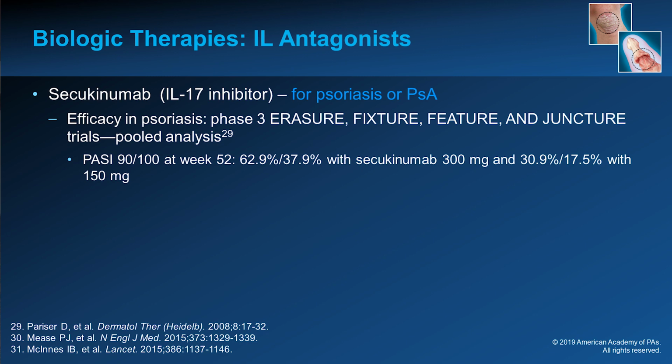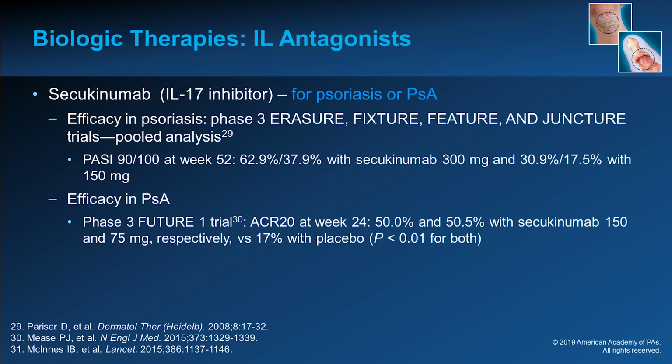So in this trial, 62.9% of participants met that PASI 90, or, as we said before, a 90% improvement at week 52, and 37.9% saw a 100% improvement with secukinumab at the 300 milligram dosage. They also looked at 150 milligrams with that medication, in which 30.9% saw a 90% improvement, and 17.5% saw a 100% improvement. With regard to efficacy for psoriatic arthritis, we looked at the phase 3 Future 1 trial.